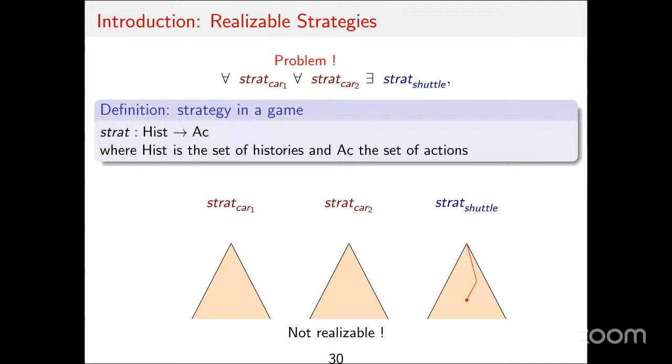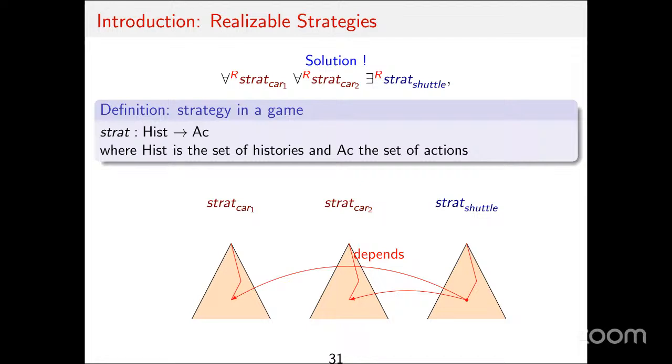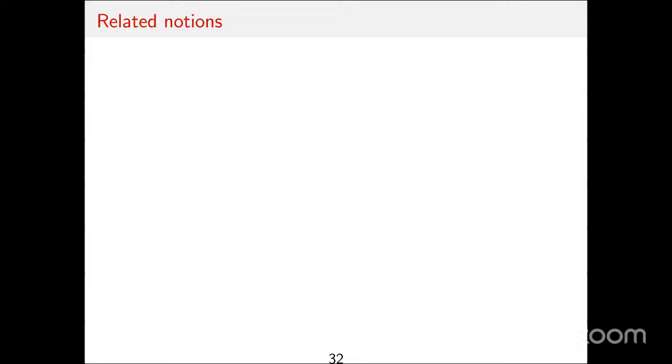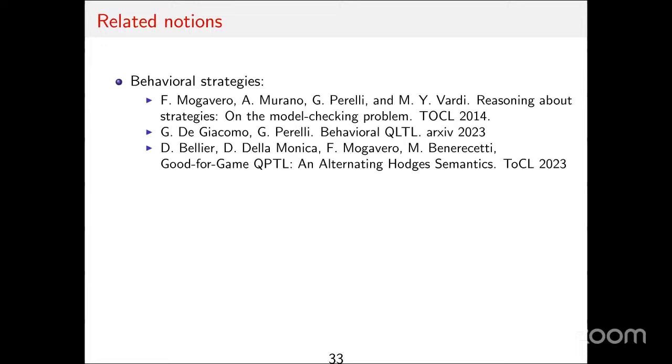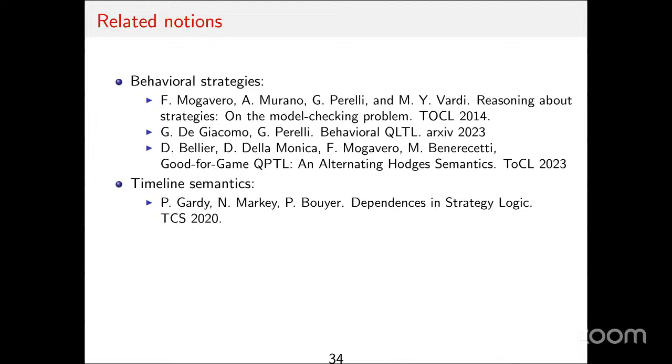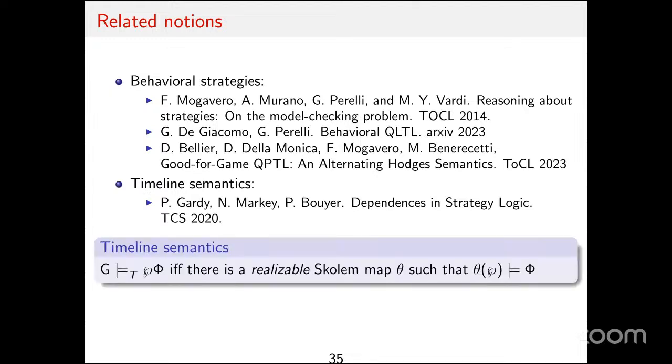And we want to prevent that, because the point is to be able to extract the behavior of the shuttle. And so we want the action chosen to depend only on what happened along the current path, so along the current history. This is really close to the notion of behavioral strategy that is discussed already in the literature. And we will compare ourselves to the timeline semantics, because timeline semantics exactly respond to this problem.